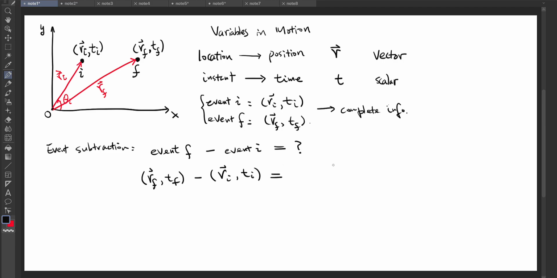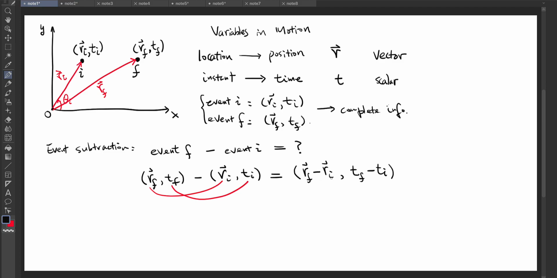So now what's the result here? When we do this kind of subtraction, we want to associate the first quantity with the first quantity, and the second quantity with the second quantity. So what we are basically doing here is R final minus R initial, and T final minus T initial.